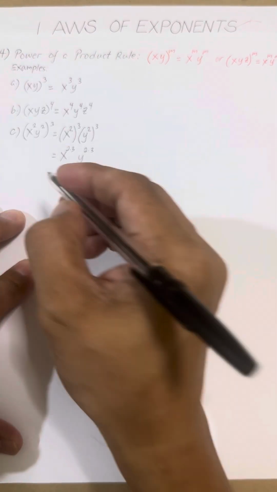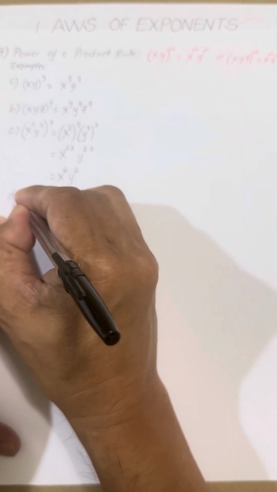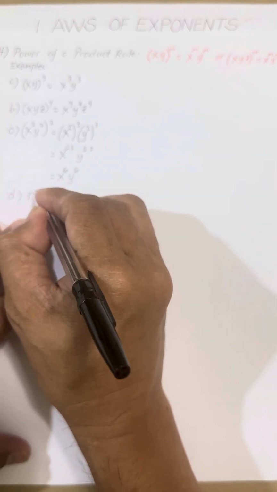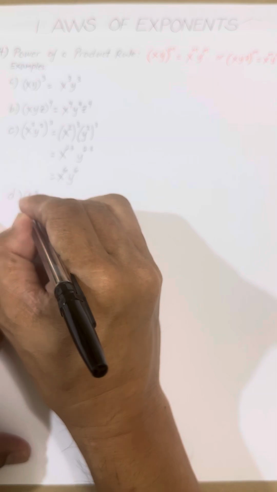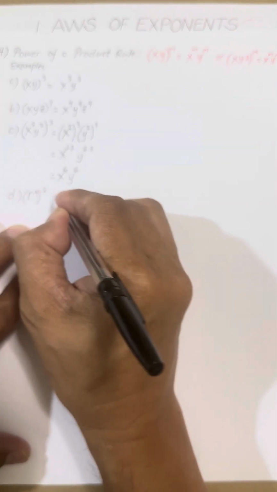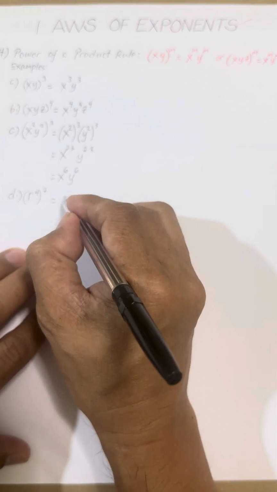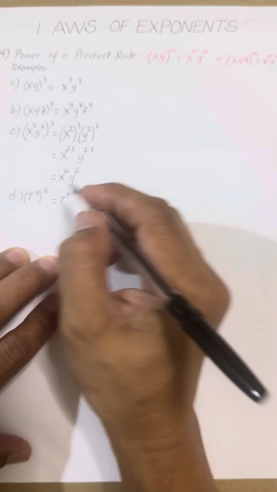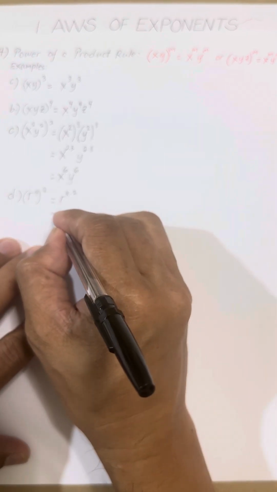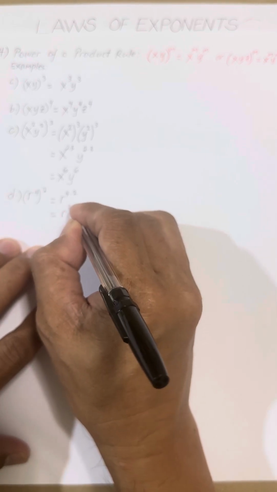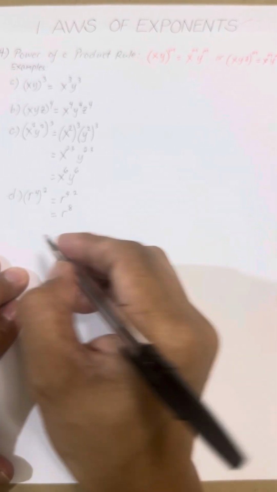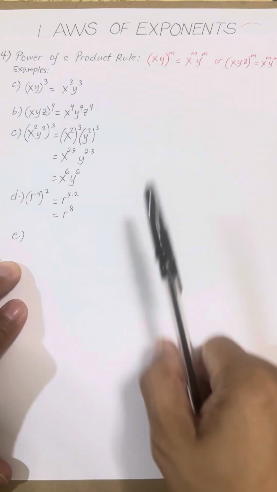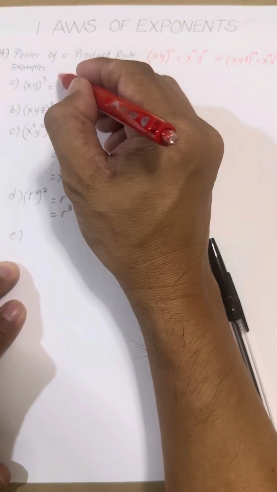Okay, another example. r raised to a power 4, and then raised to another power which is equal to 2. So this is the same as r raised to a power 4 times 2. You just multiply the two powers or the two exponents. So this is equal to r to the power 8. And another example. Okay, so these are the answers.